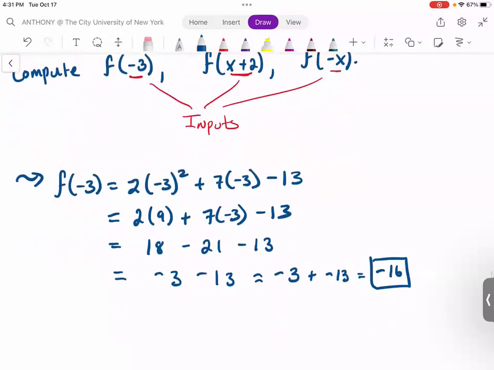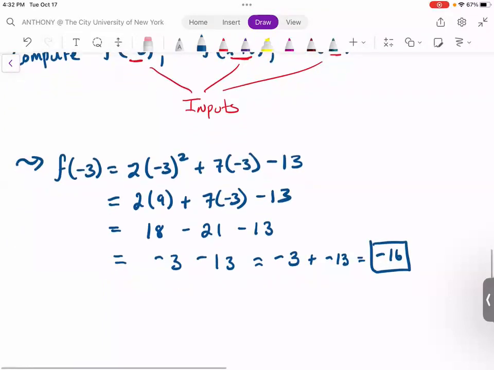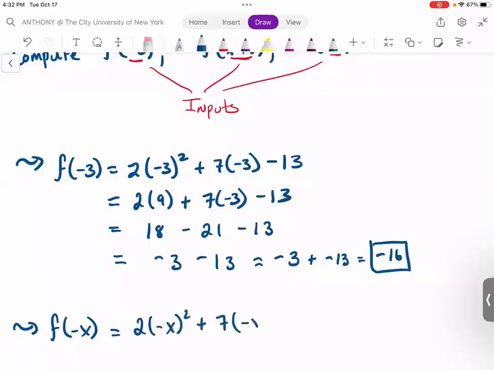I'm going to do the second one last. I'm going to do f of -x next. So f of -x means that wherever you see x in the function, you replace it by -x, just like what I did with the -3. So this is equal to 2 times (-x) squared plus 7 times -x minus 13.